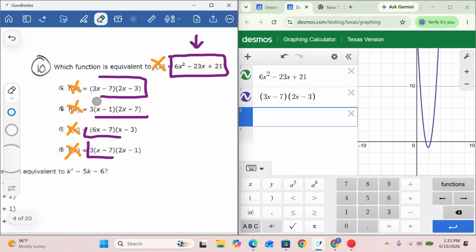Oh, here's the eraser. I was looking for the eraser. There you go. Maybe that will help. Me and my writing.